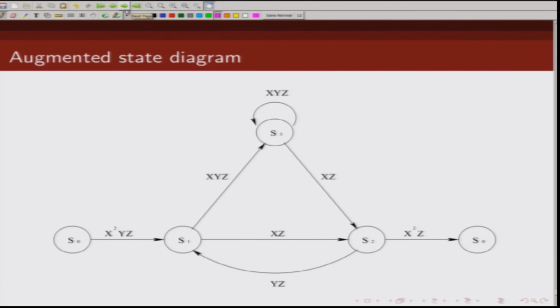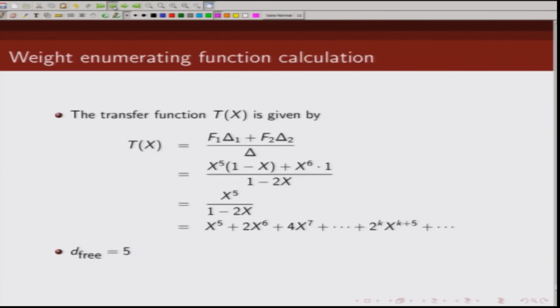Now, we repeat the same exercise with the augmented state diagram. Now, what was the augmented state diagram? On each valid branch we added a Z to denote that you can reach from one state to another in one step, and we also added on each of these branches the weight corresponding to the information bits. So, if the information bit weight was 0, so Y^0, that was 1. So, you can see in some cases the information sequence weight is 0.